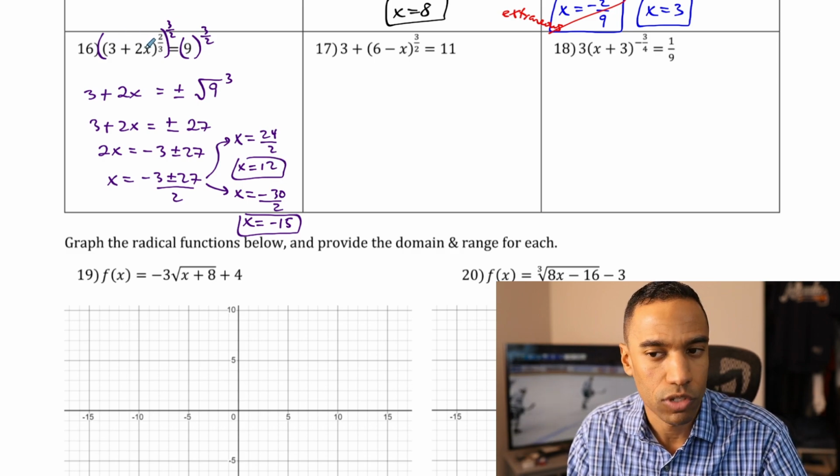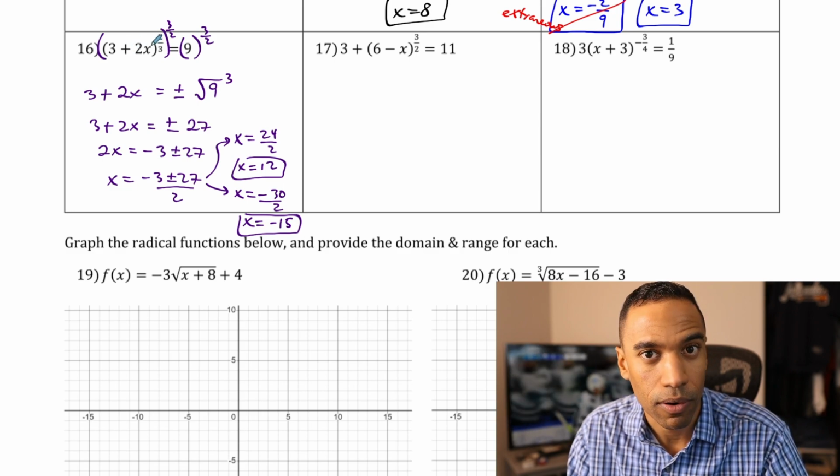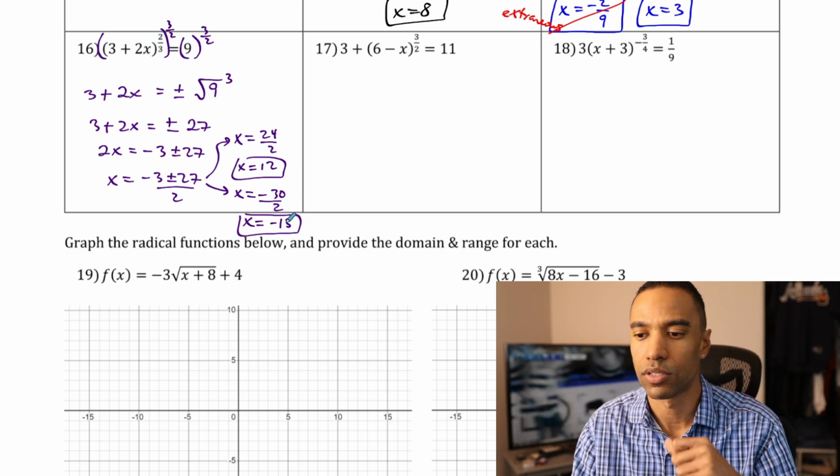12. 2 times 12 is 24. 3 plus 24 is 27. We raise 27 to the 2/3 power. That means we take the cube root of 27, which is 3, and 3 squared is 9. Okay, that one works.